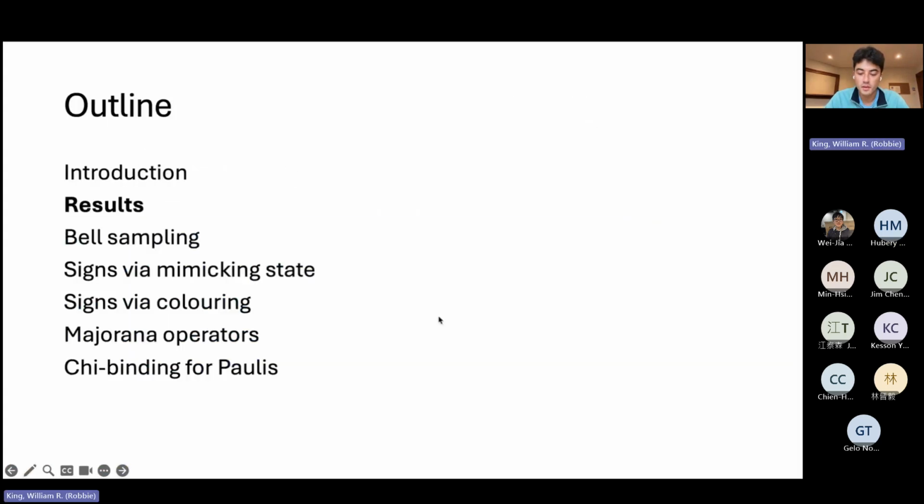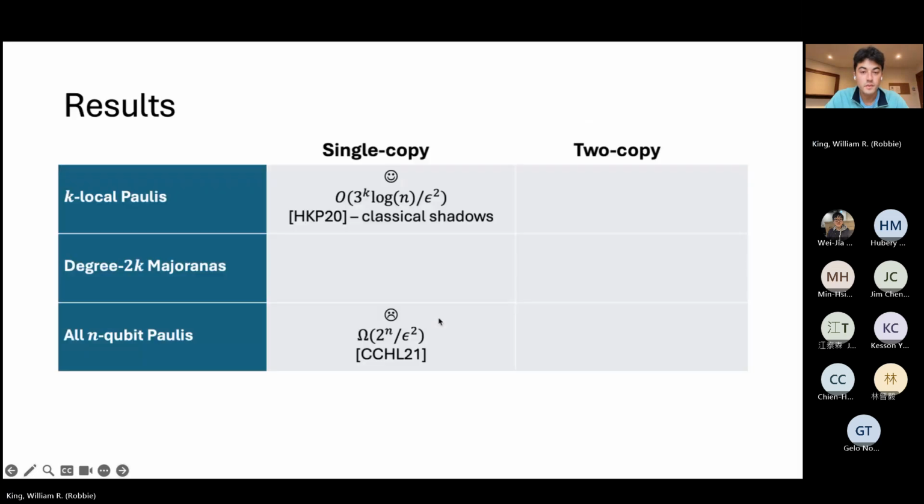Okay, so what are the results? This is what the landscape looked like before for the 3 examples that I gave earlier: the spin operators, the fermionic operators, and all of the Paulis. You can ask what is possible when you measure one copy of the state at a time. This is the setting of classical shadows, which people often conflate with shadow tomography. But if there's anything you should take away, it is that they are very different things.